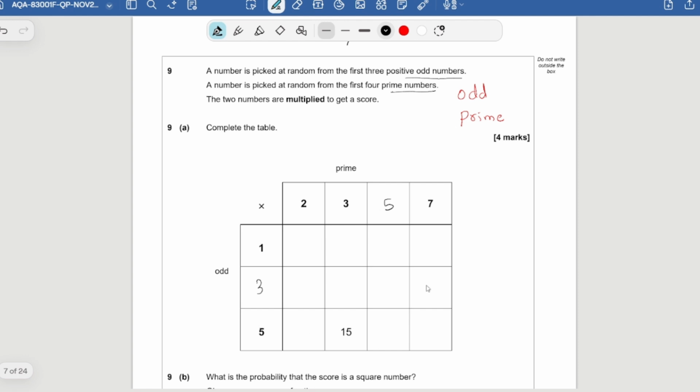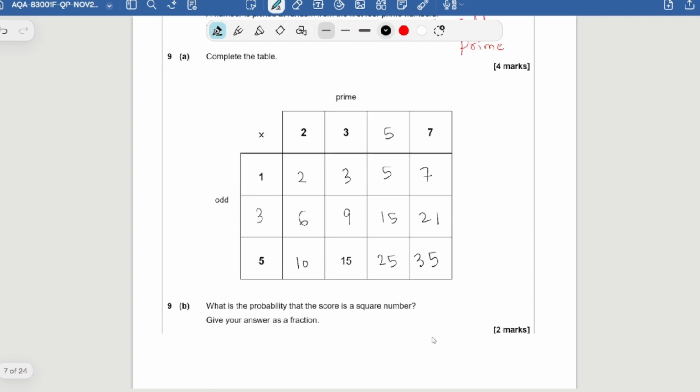Now we have to complete this table by multiplying these numbers. So 1 times 2 gives you the product 2. 1 times 3 is 3. 1 times 5 is 5, then 7. Next is 3 times 2, which gives you 6. 3 times 3 is 9. 3 times 5 is 15. 3 sevens is 21. 5 twos is 10. The next is 5 fives is 25. 5 sevens is 35. So we fill the table.